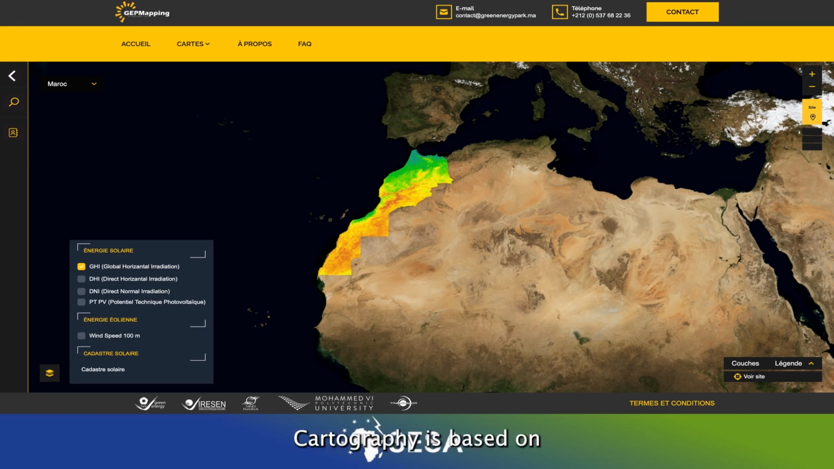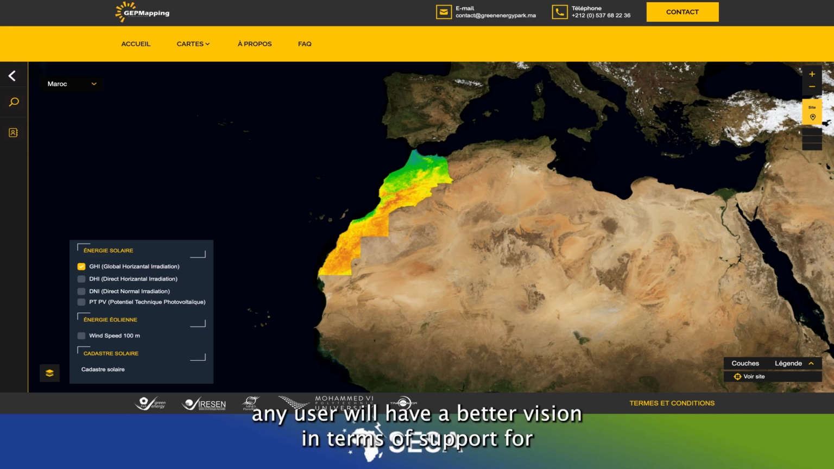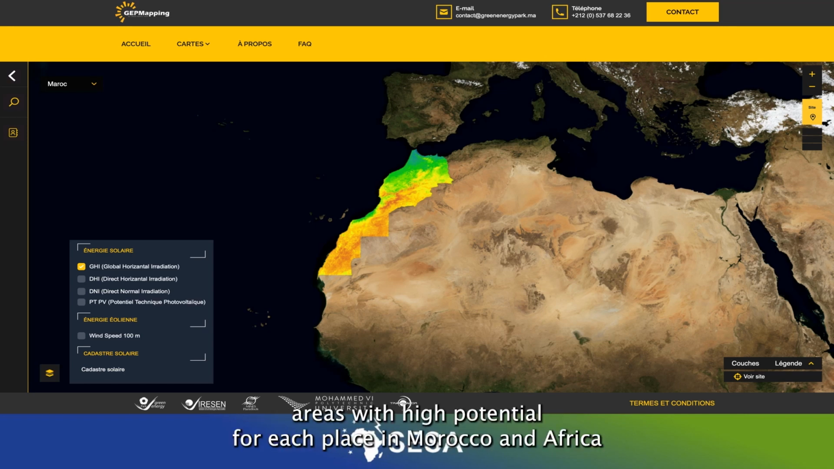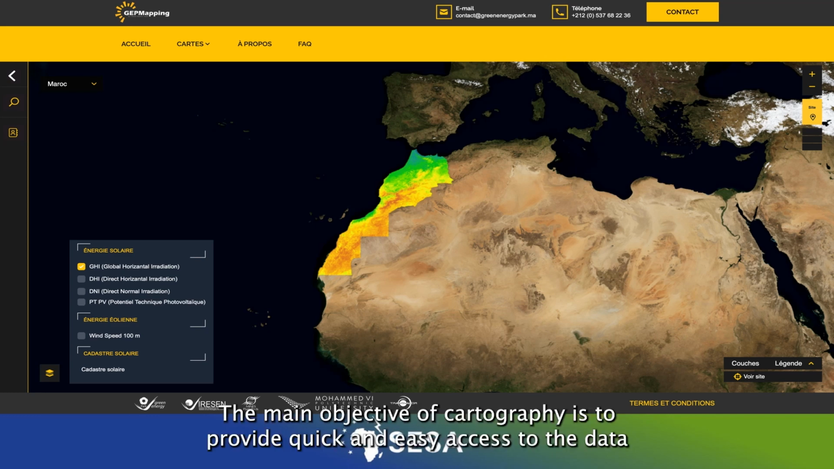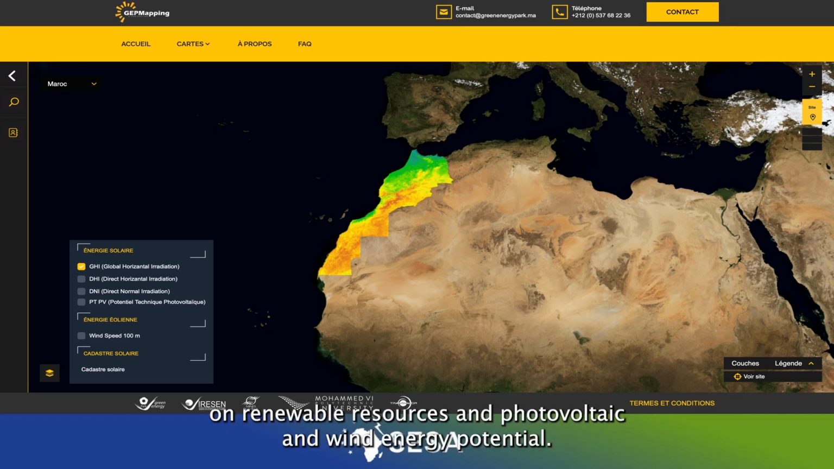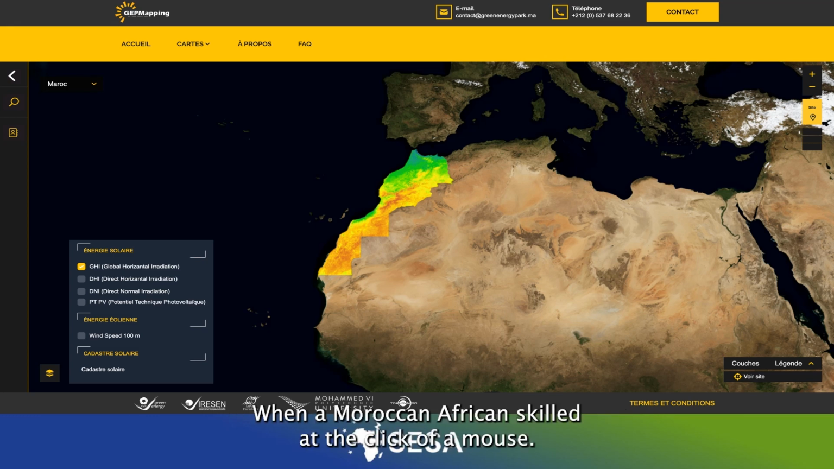The cartography is based on meteorological and satellite data. Thus, any user will have a better vision in terms of support for the identification of areas with high potential for each place in Morocco and Africa, for the benefit of decision makers, investors, and researchers. The main objective of the cartography is to provide quick and easy access to data on renewable resources and photovoltaic and wind energy potential on a Moroccan and African scale at the click of a mouse.